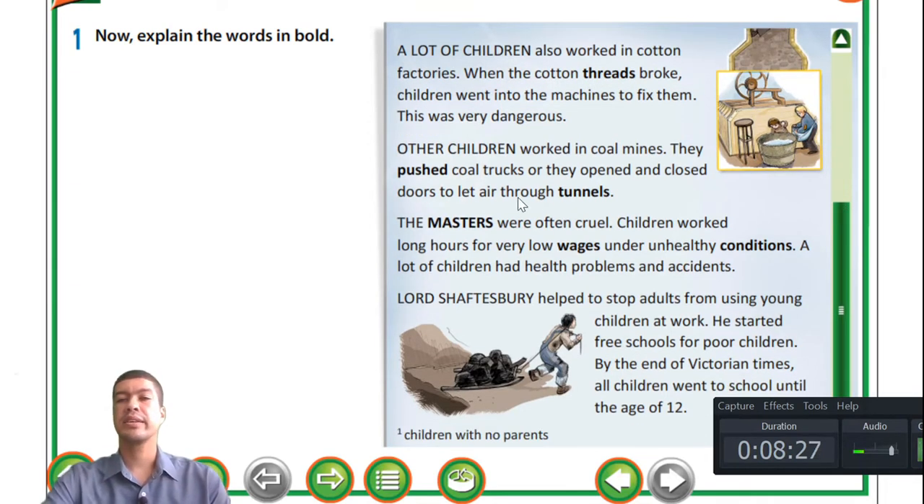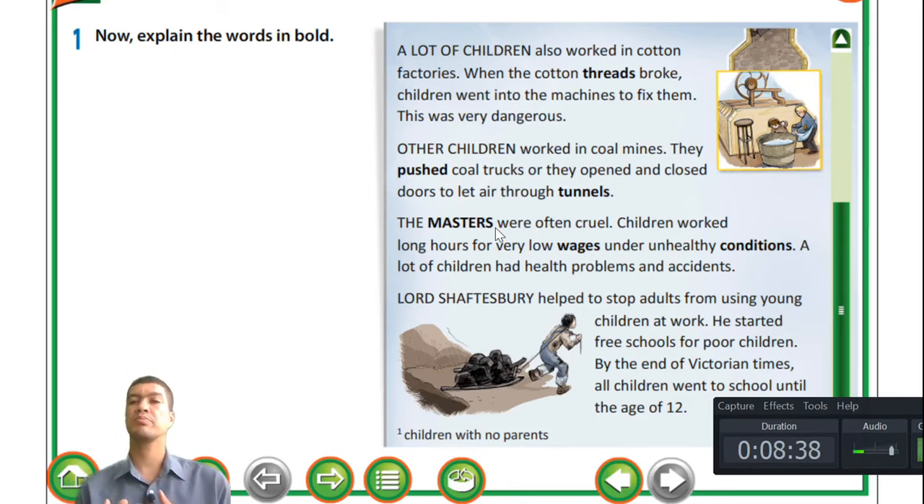If we look at the next word, masters. Masters were almost like their employers. If I can put it to you in simpler terms, the masters were the people that looked after them. They paid them a wage at the end of the day. Though they did not get paid a lot of money, the masters were supposed to look after them. But these masters were often cruel. So another word for masters in those times would have been your employers, right?